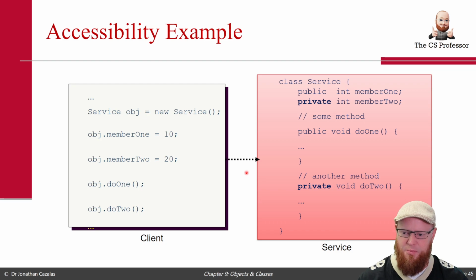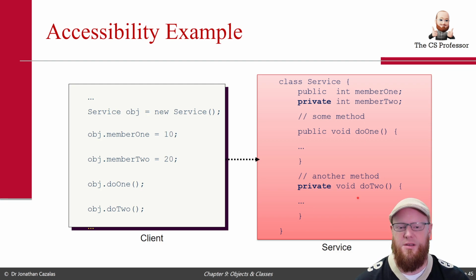So here's a quick example. We have here a client and a service. So here's this service. Let's look at this first. Class Service. It says public int member1, private int member2. So we have two data variables, two data members, member1 and member2. Member1 is public, member2 is private. And now we have a method, a public method that is void, that says do1, and we have another method that is private that says do2.